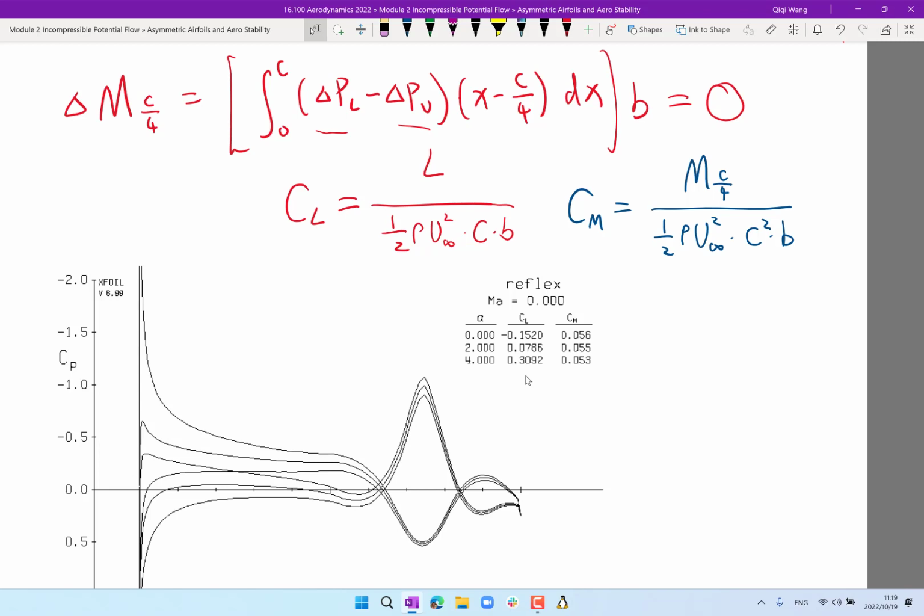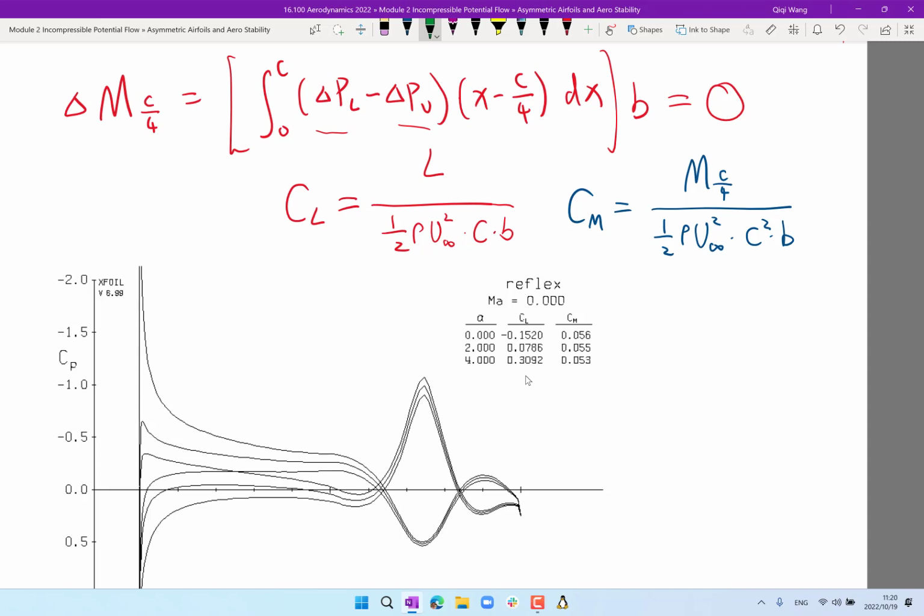Upstream. Why? Because since the moment's positive, we know that the moment at the quarter chord would be 0, then it would have to be before the quarter chord. Right. So think about what the center of lift is, right? The center of lift is a location at which the moment around that location is equal to 0.